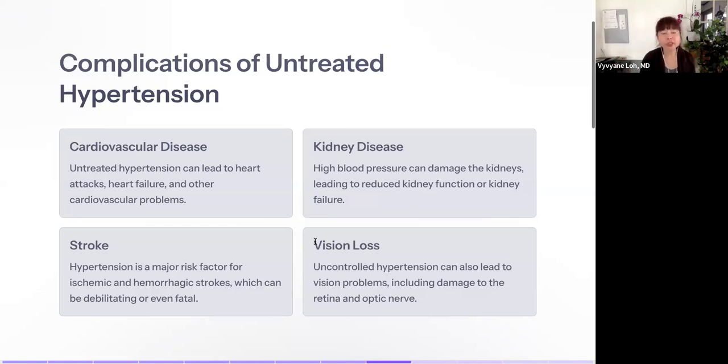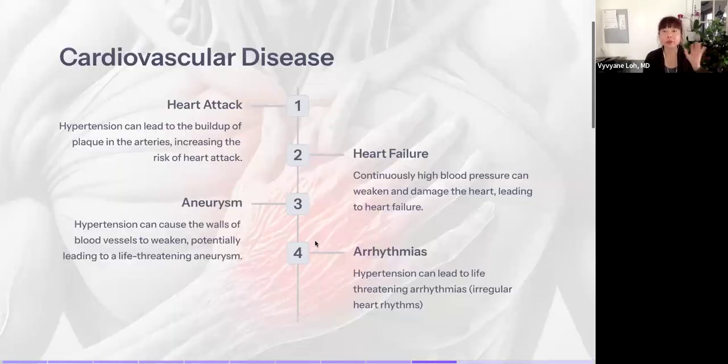High blood pressure is also related to stroke. So if you have untreated hypertension, you would be at an increased risk for different types of strokes, and that would be quite debilitating. You can also have vision loss if you don't take care of your high blood pressure, and this is because you damage the retina and the optic nerve, which is the main nerve that supplies your eye. Let's just focus on cardiovascular disease right now.